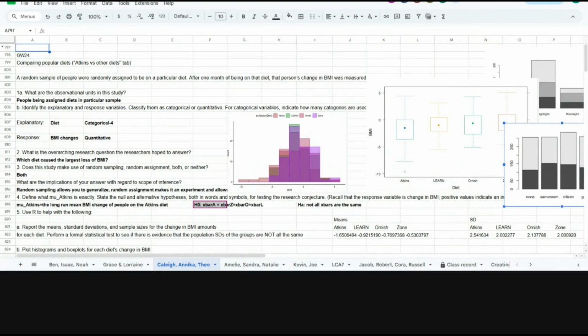This is a symbolic representation, which is fine. But is there something that's not 100% what you should have written here? The idea is correct. Anyone know what I'm getting at? What should this say? What should the null say? Yes. Mu A, mu Z, mu O, mu L.